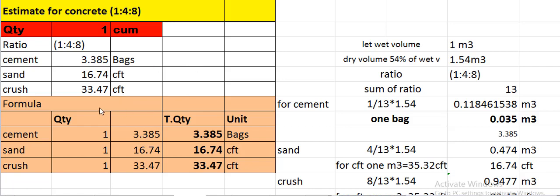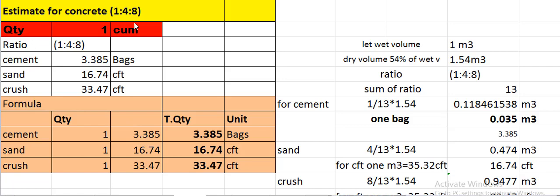If we talk about concrete, concrete is the mixture of binding material like cement, fine aggregate, sand, and crush, and additives. In this video we cannot include the additives, so we generally talk about the main three ingredients of concrete: binding material, sand, and crush.